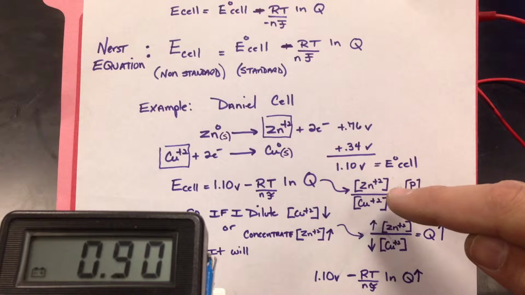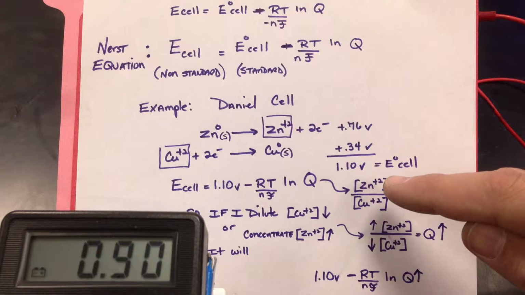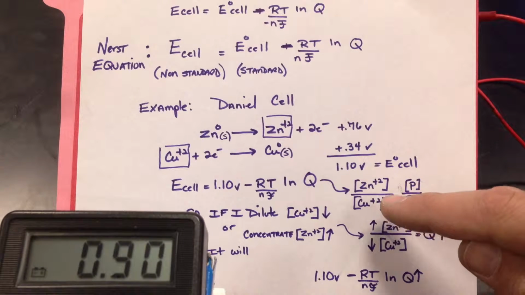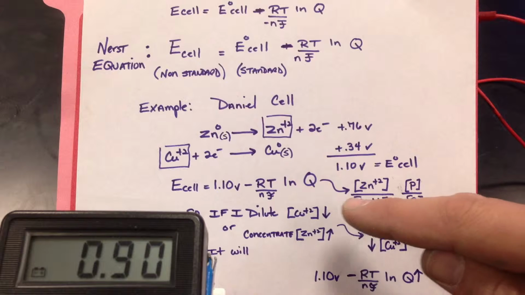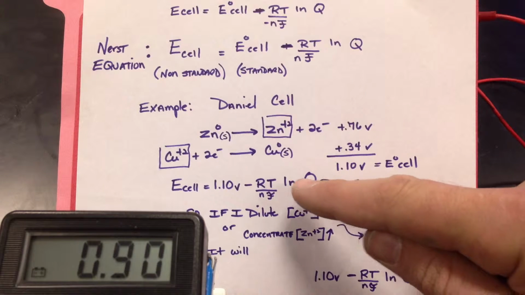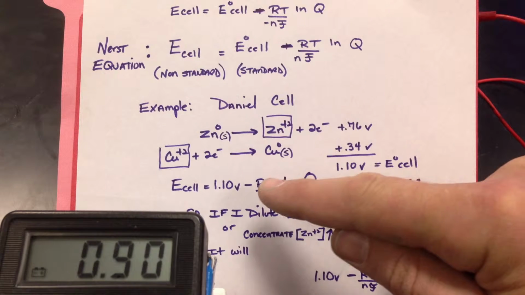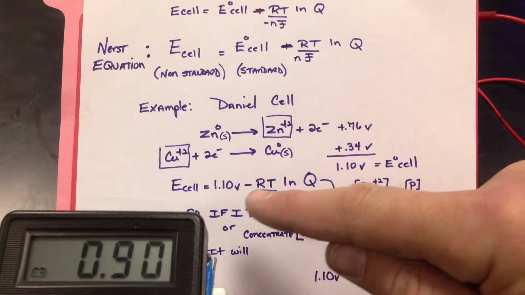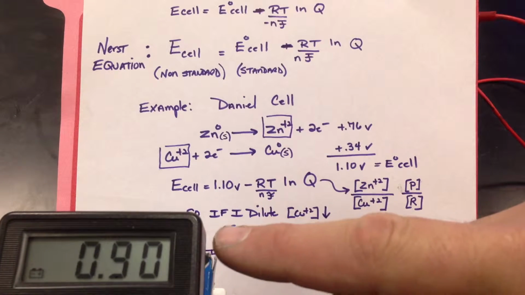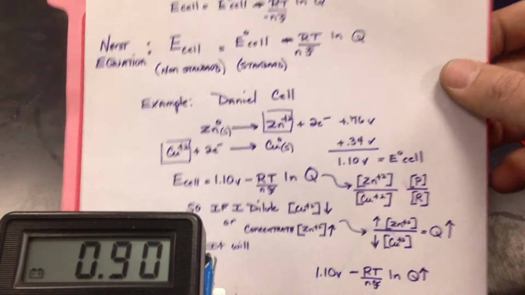Now if this ratio is greater, if I have a higher molarity of zinc plus 2 than copper plus 2, this Q is greater than 1. Now if it's greater than 1, the natural log of that number will stay positive, and that positive Q times a negative expression makes it a negative value overall, and therefore 1.1 minus a value gives me something less than 1.1. Okay?